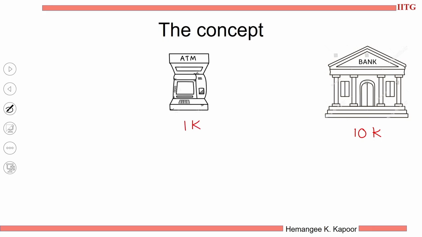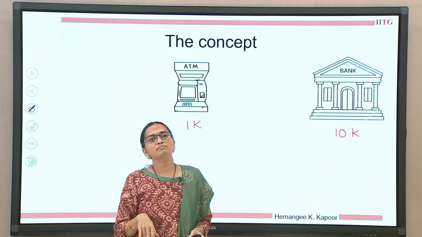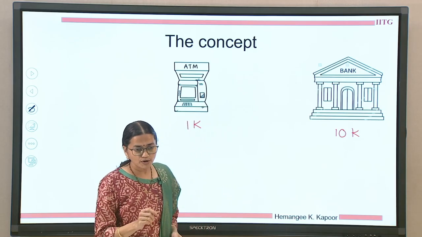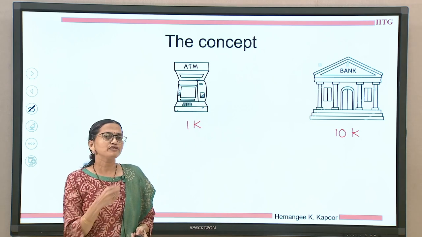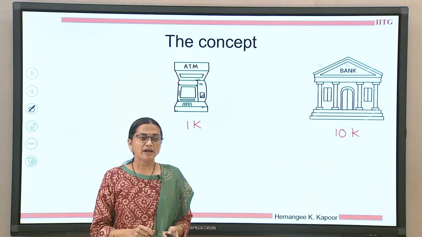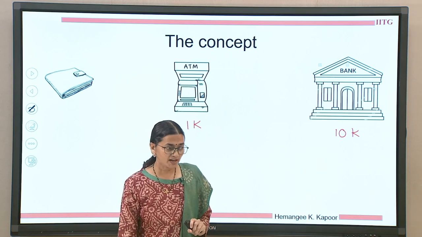But every day when you go to work or to college, you want to buy some items, right? From a vending machine or from a tea vendor, you want to spend 10 or 20 rupees. So are you going to go to the ATM machine to draw that? Because you would go there only to draw a somewhat bigger amount. So how do you pay for your day-to-day requirements, which are of small denomination? You pay it from your wallet, right?